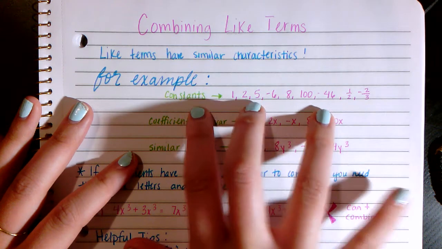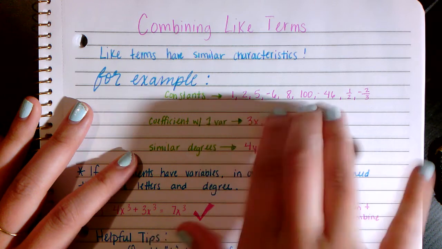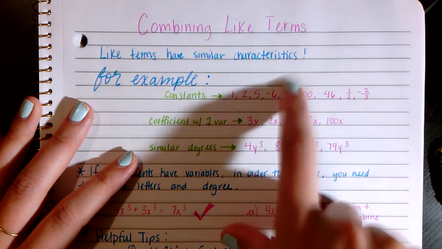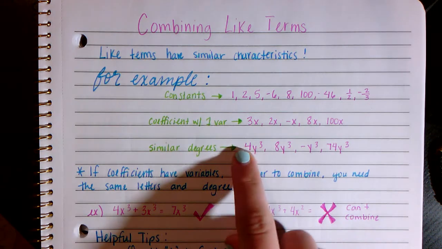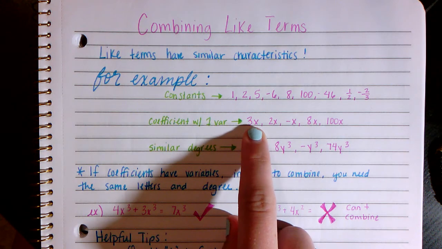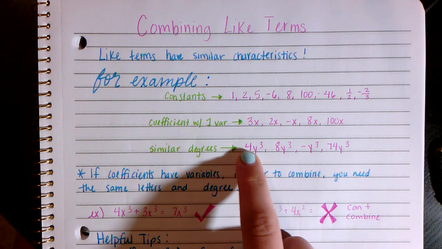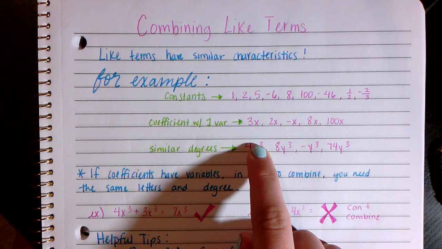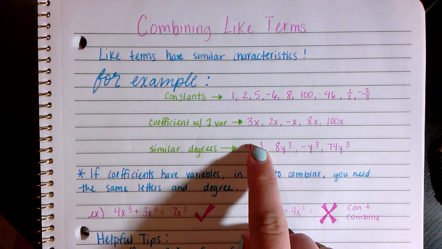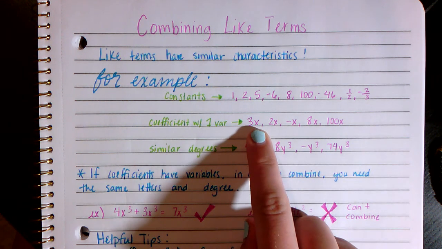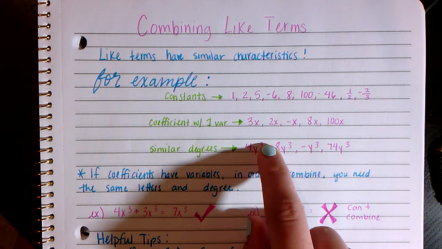Constants are just plain numbers. Any kind of number. A fraction is still a number. A positive, a negative, just a number. If it is a coefficient, it's a number in front of a variable. And you can also have a coefficient with a variable to a certain degree. So in order to combine them, they either have to have the exact same letter or the same letter in the same degree as well.